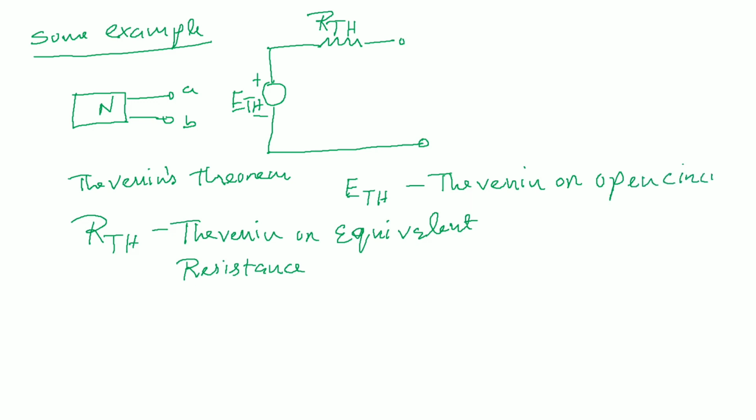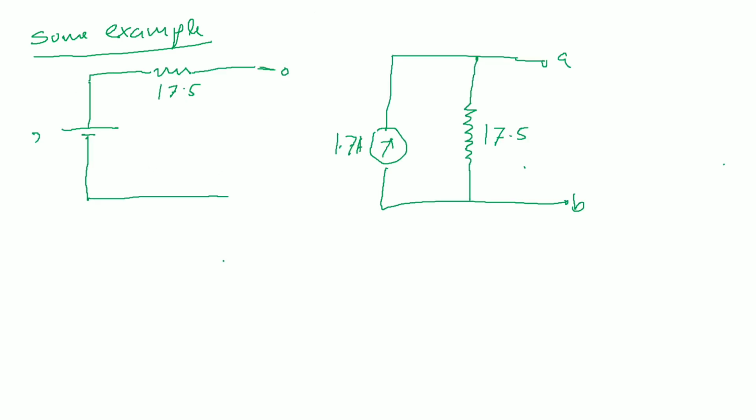I have written everything I have told, with very brief discussion. So now let's move to Norton. Let's see the Norton current. You see, first is the Thevenin circuit of 30 volts, and it is converted into a Norton circuit. Here you see the short circuit.